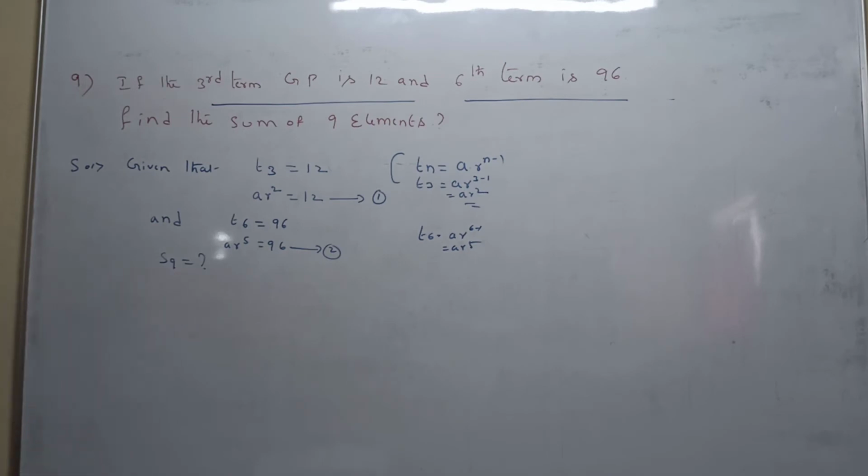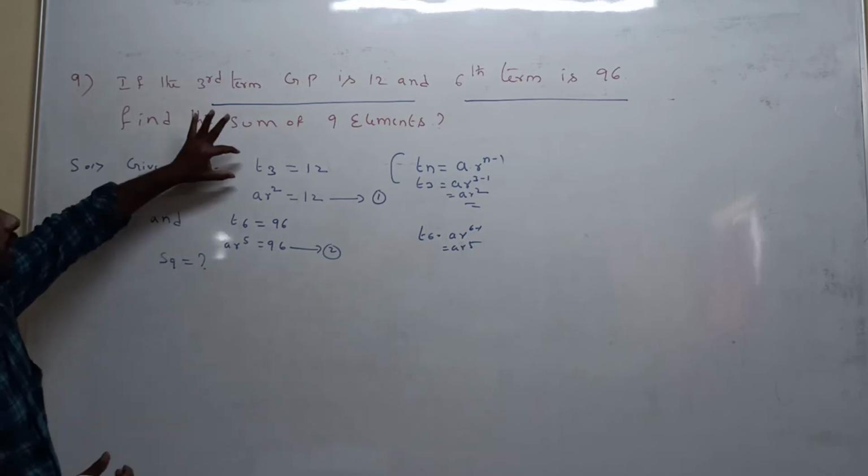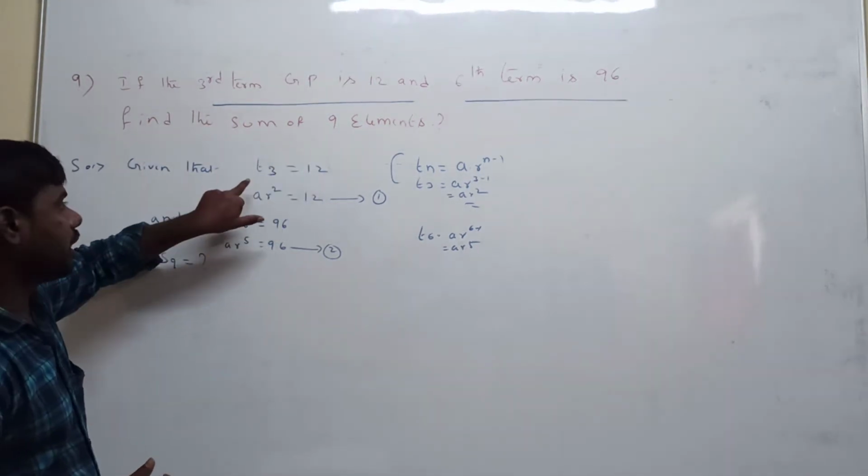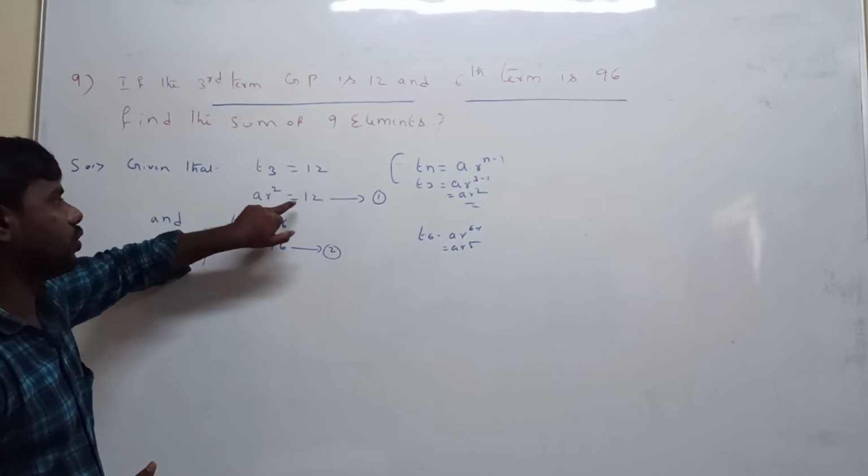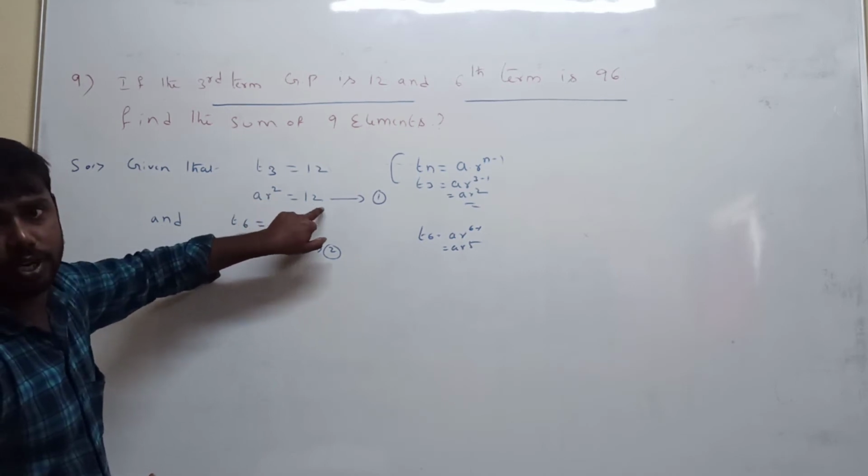You don't know the a value, you don't know the r value. Only the n value, 9, is given, to finally calculate the sum of 9 elements. Listen carefully. The third term value is given as 12. The third term can be written as a r square is equal to 12. Consider this equation number 1.